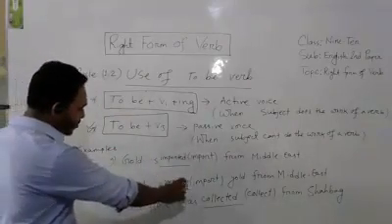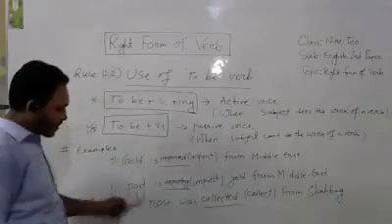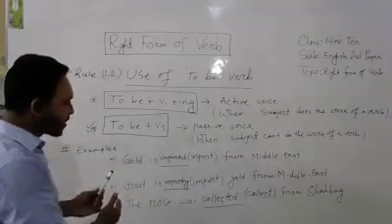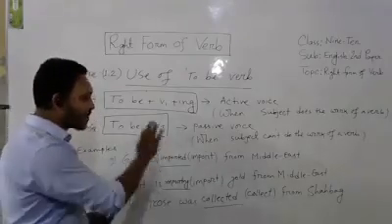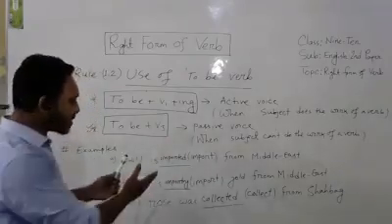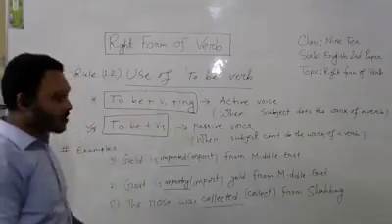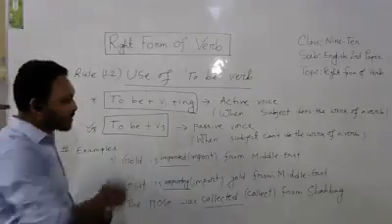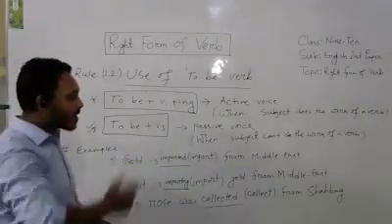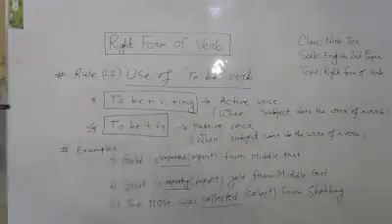active. To be verb plus ing is active, and if it is passive, we need to know the meaning. We have to understand the meaning of the sentence, then we can easily make the right form of the verb. I hope you have understood. Now we can go for other rules.